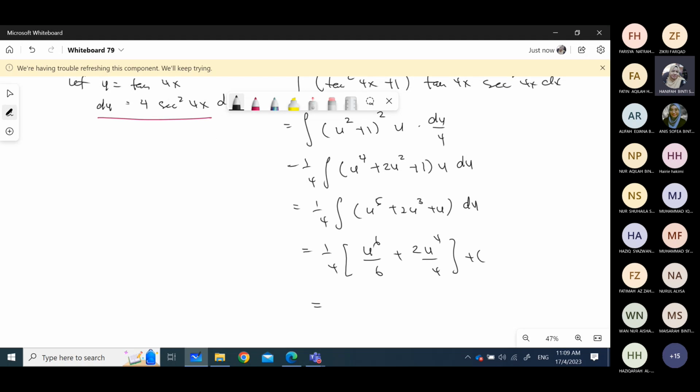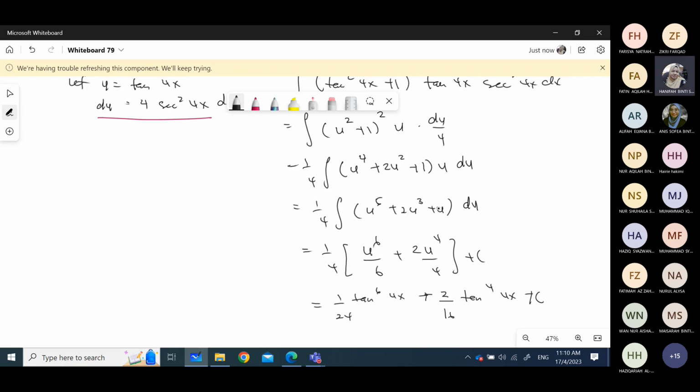So you masukkan balik u in terms of tangent of 4x. So here we have 1 over 24. So 4 plus 4 times 6 is 24. Tangent to the power of 6 of 4x plus 2 over 16 tangent to the power of 4 of 4x plus C. Macam tu.